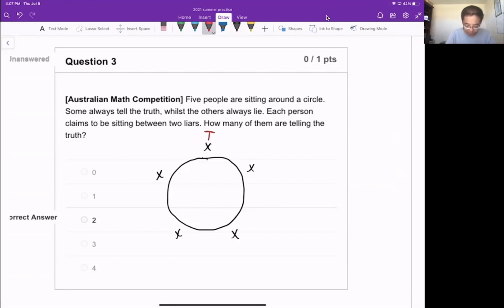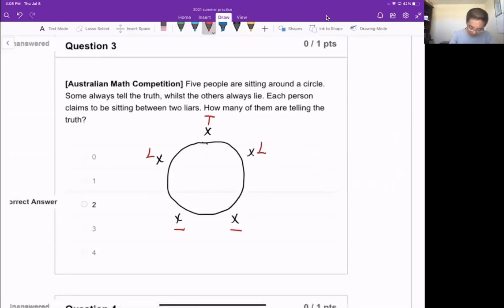But because he can choose, everyone said that he's sitting between two liars. That is okay. So we get this one is a liar, and this one is also a liar. Now the question is, how about the other two? Is it possible that both of them are liars?